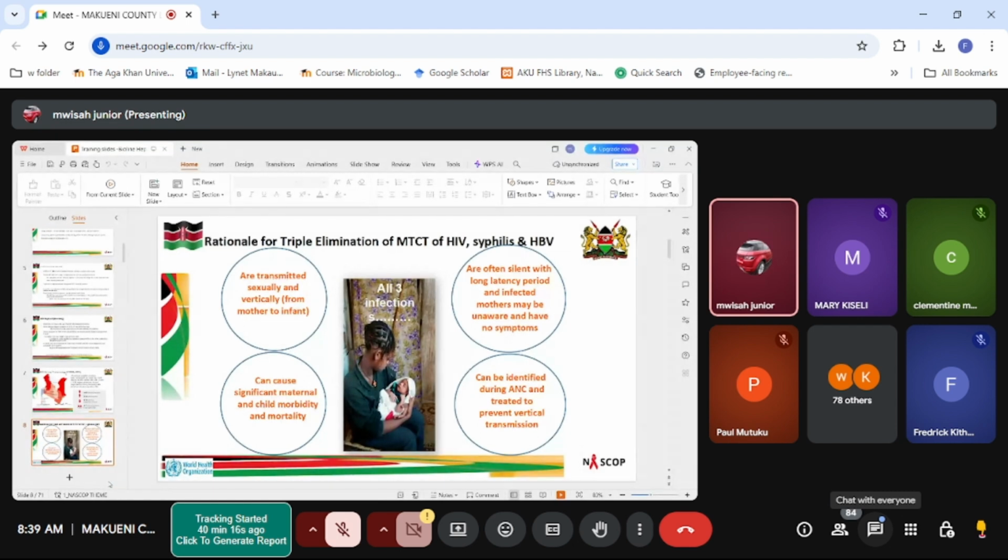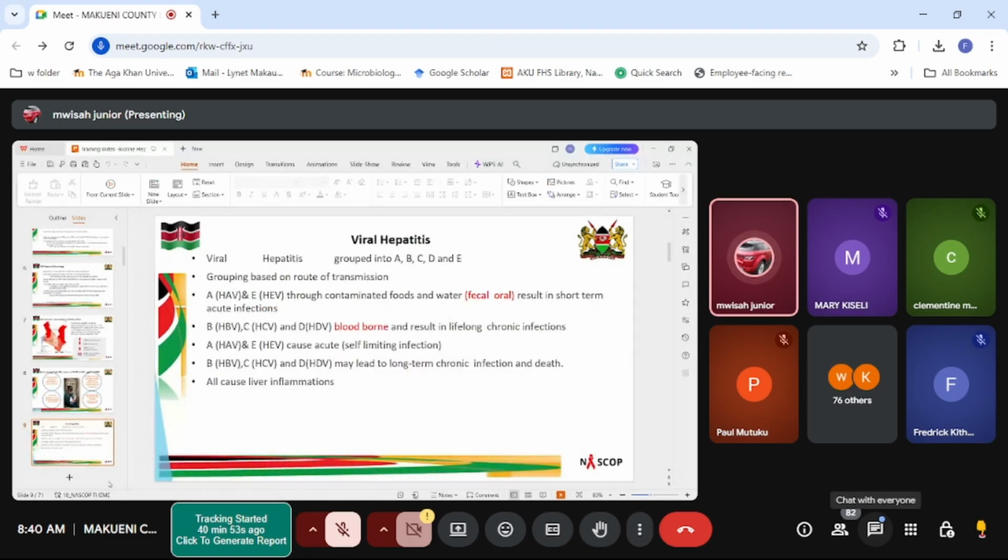The rationale of triple elimination is that the three diseases are transmitted sexually and vertically from mother to infant. They can cause significant maternal and child morbidity and mortality, and they are often silent with a long latency period, and infected mothers may be unaware and have no symptoms. It can be identified during ANC and treated to prevent vertical transmission.